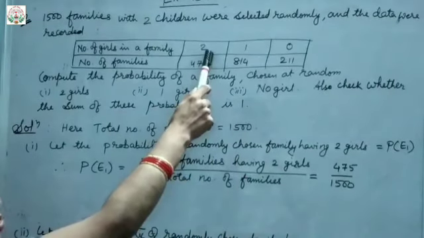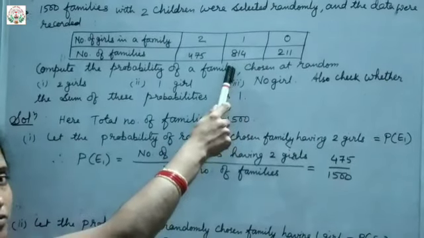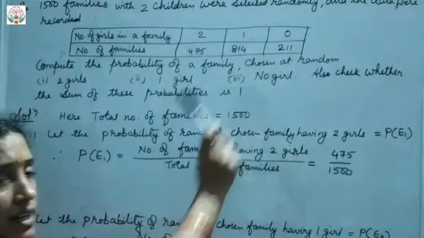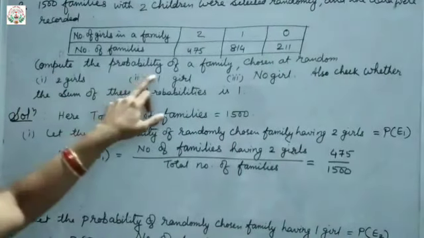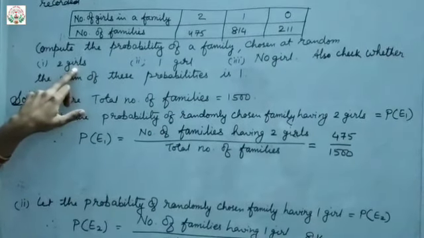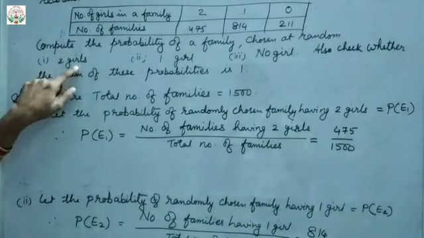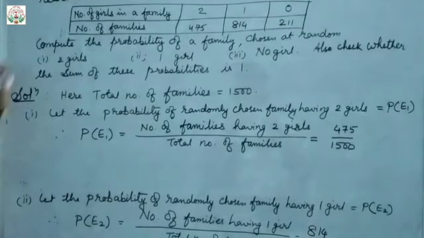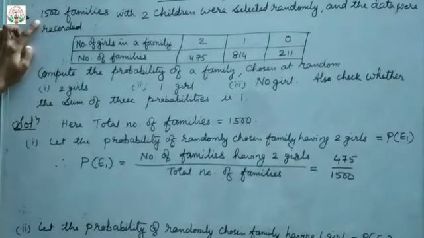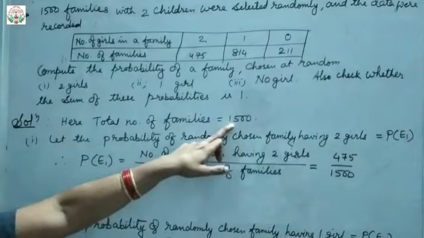Okay. 2 girls, how many families? 475. 1 girl, 814. No girls, 211. Now compute the probability of a family chosen at random. First one is 2 girls, which means you have to find the probability of the families where 2 girls are there. First we see the total number of families given in the question, which is 1500.